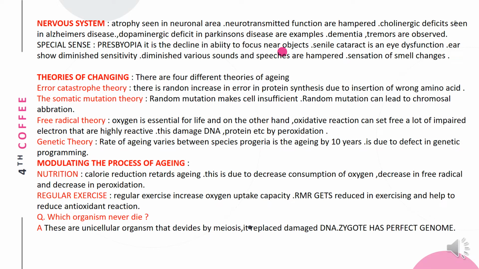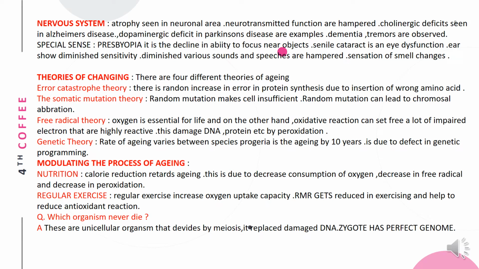Free radical theory: oxygen is essential for life, and on the other hand, oxidative reactions can set free a lot of unpaired electrons that are highly reactive, and this damages DNA, protein, etc. by peroxidation. Genetic theory: the rate of aging varies between species. Progeria is aging by 10 years. It is due to a defect in genetic programming.